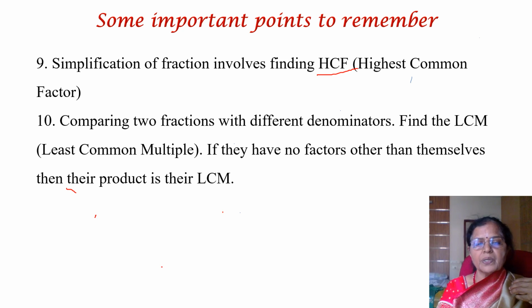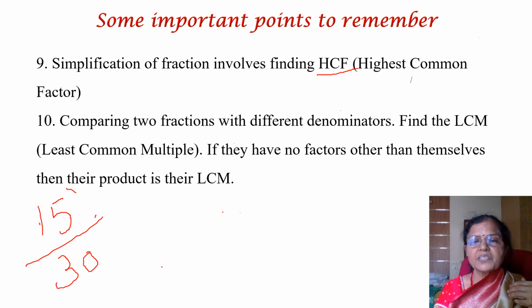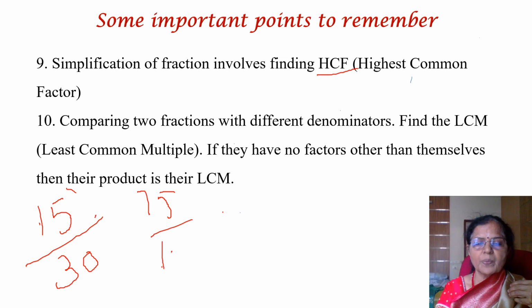Suppose you are going to compare these two fractions, 15 by 30 and 75 by 100, and tell which is greater. 15 divided by 30 is one fraction, and the other fraction is 75 by 100. Because they have different denominators, 30 is the denominator of the first and 100 the denominator of the second. You have to compare both and say which one is greater. Now find the LCM, least common multiple.